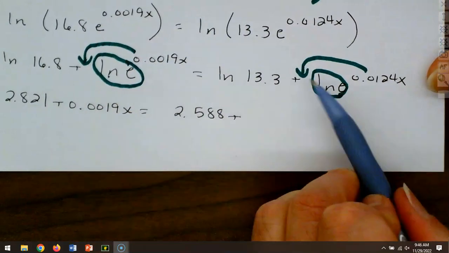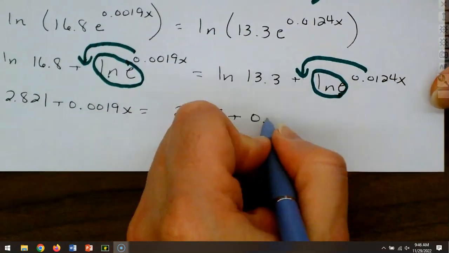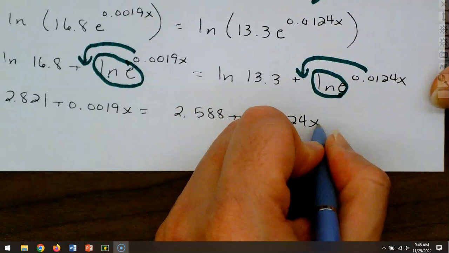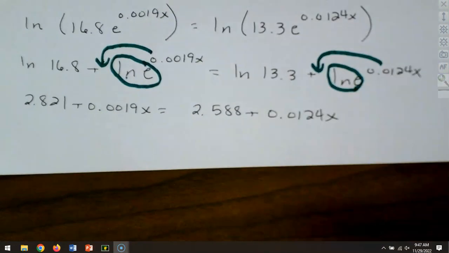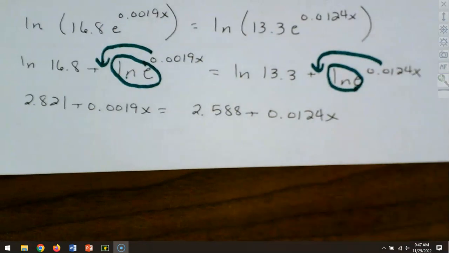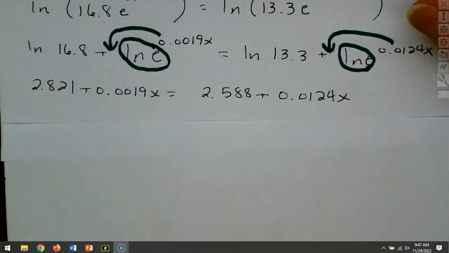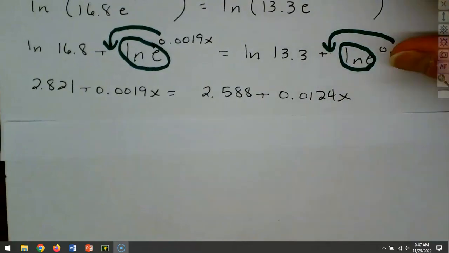And that can cancel, so that comes down as 0.0124x. So that's where we are so far. Now, what are we going to do from here? Solve it just like any other equation. So we'll move things around, and we'll solve it.